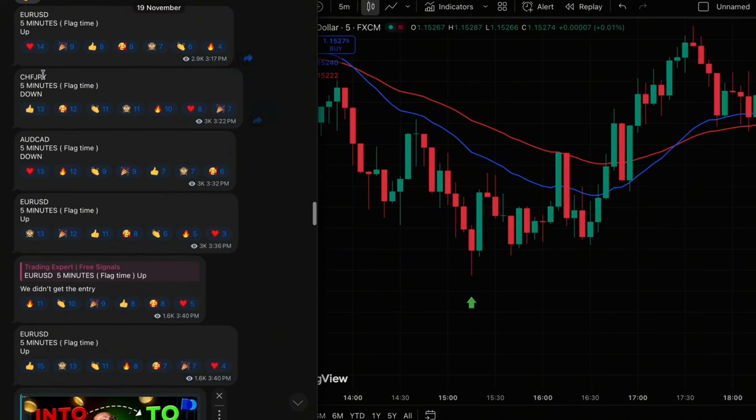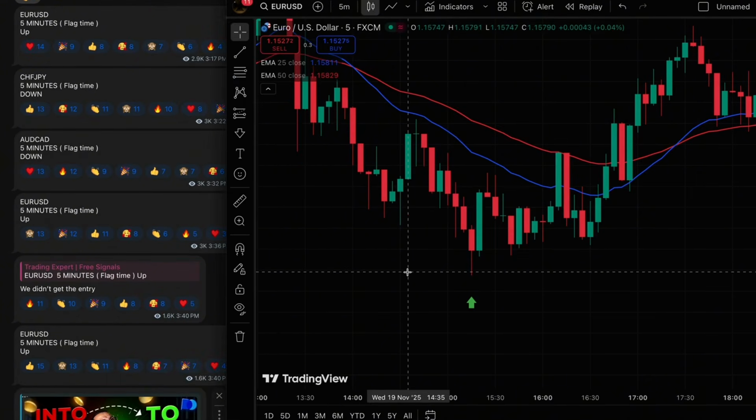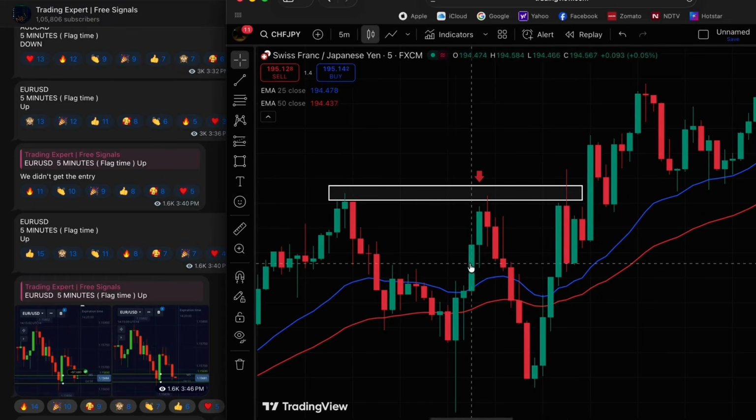Then the next signal was for CHF JPY, 5 minutes down. In this CHF JPY 5 minutes down, the trade was given at 3:20 for the downside. The price tapped into a clear resistance zone, and we expected a push to the downside. The logic was correct, but the candle gave an error, which moved against us. So this was also a loss, but the next candle was again on our side.